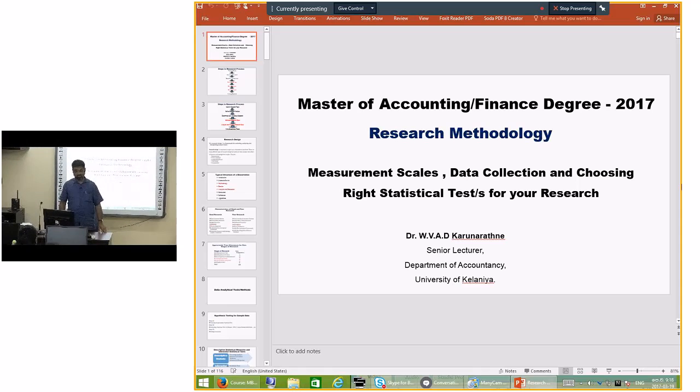Here we are in the research methodology course unit. We have already completed 5 lectures relating to the research problem, how to identify a research problem, how to arrange your research topic, how to design your work, and then how to summarize your literature results. All of that was discussed by Professor Tilagaratna.